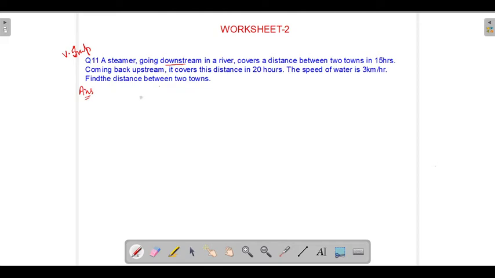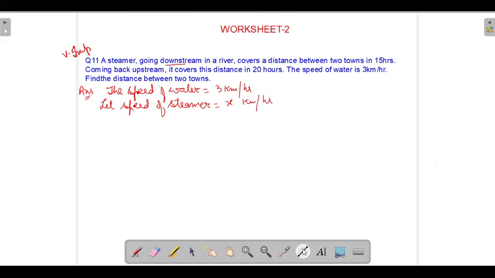First thing is the speed of water, which is given as 3 km per hour. The speed of the steamer is not given. Steamer means boat, so we will assume it. Let the speed of the boat or steamer equal x kilometer per hour.